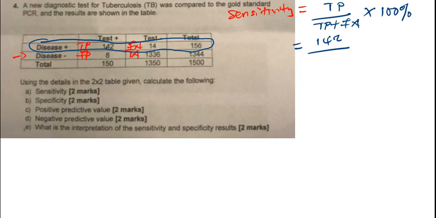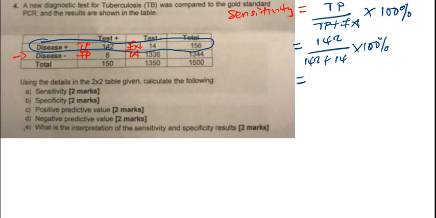So we have true positive, which is 142, plus false negative, that is 14, times 100%. If I add this, that is going to be 156 down there. So it's 142 divided by 156. The answer I get, times 100%.